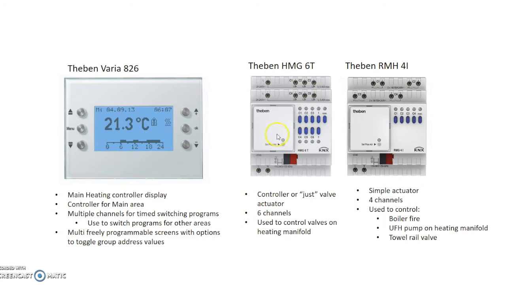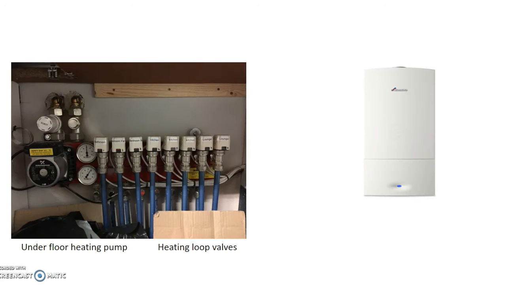So as I say, this is just connected straight to the valves and the manifold. And then next to that, I have a Theben RMH, which is a high voltage switch actuator, and this is used to do things like boiler fire, to switch on the underfloor heating pump on the manifold, and it also actuates the towel rails as well, and there are 4 channels there. So that's the basic setup of the heating.